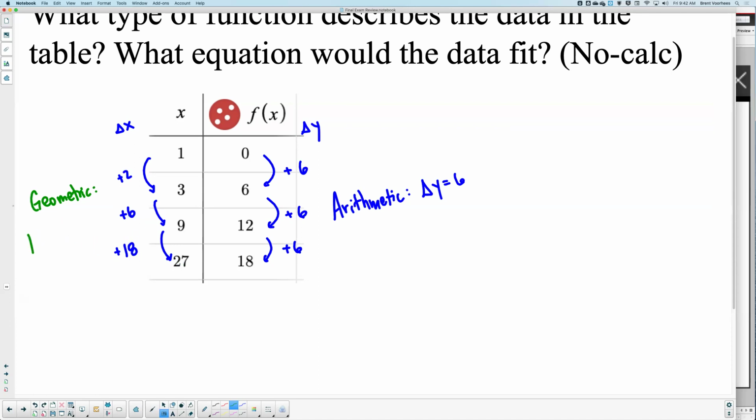Here's how you find that value. You say b equals the delta x2 divided by delta x1. What is delta x2?